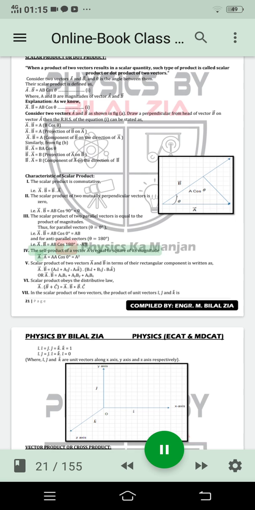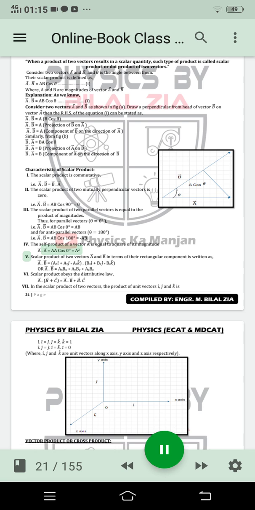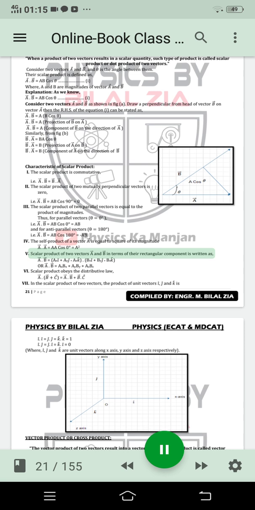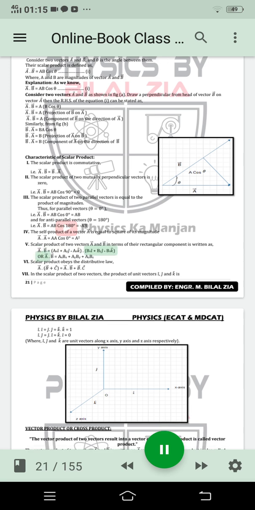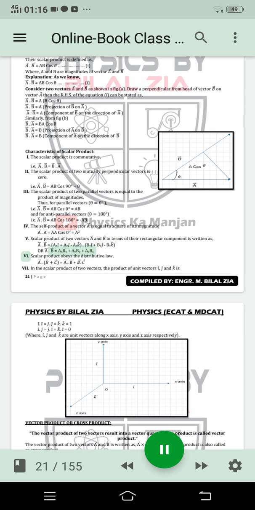4. The self-product of a vector A is equal to square of its magnitude: A dot A equals A A cos 0 degrees equals A squared. 5. Scalar product of two vectors A and B in terms of their rectangular components is written as A dot B equals (Ax i plus Ay j plus Az k) dot (Bx i plus By j plus Bz k), or A dot B equals AxBx plus AyBy plus AzBz.